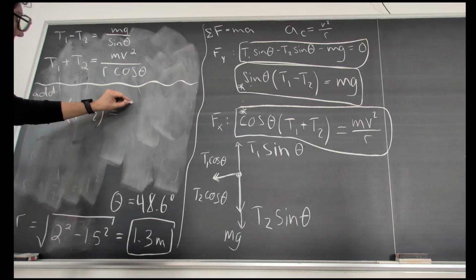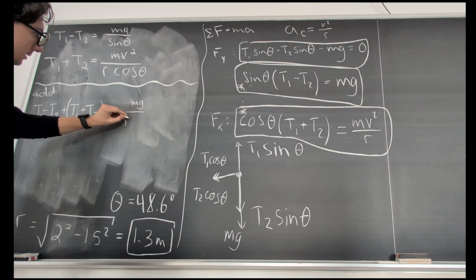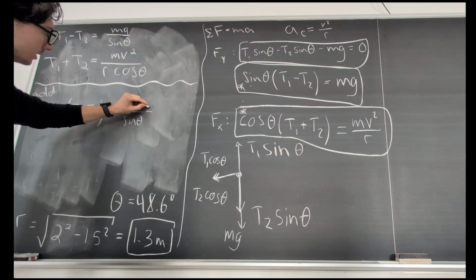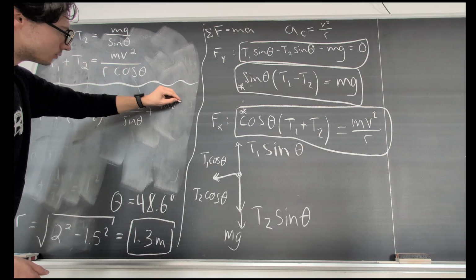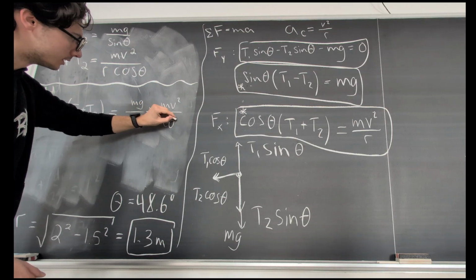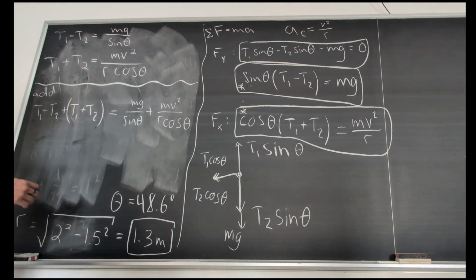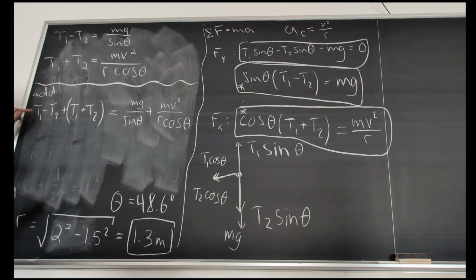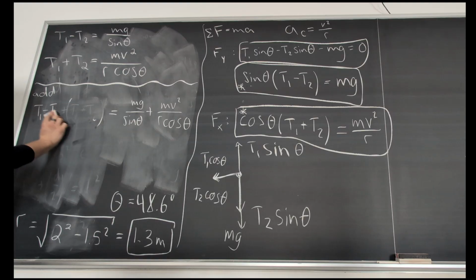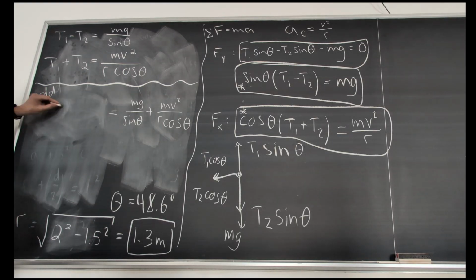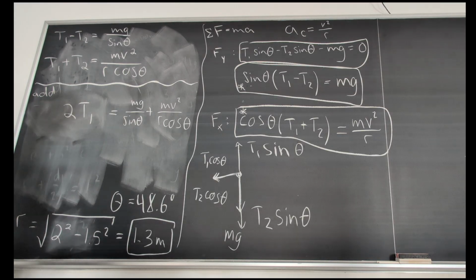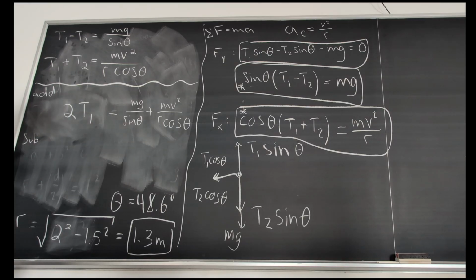So here what we get is mg sine theta plus mv squared over r cosine theta. And then here you can see what happens: T1 minus T2 plus T1. So T1 plus T1 gives you 2T1, and then the minus T2 plus T2 cancels out. So what we get is 2T1.